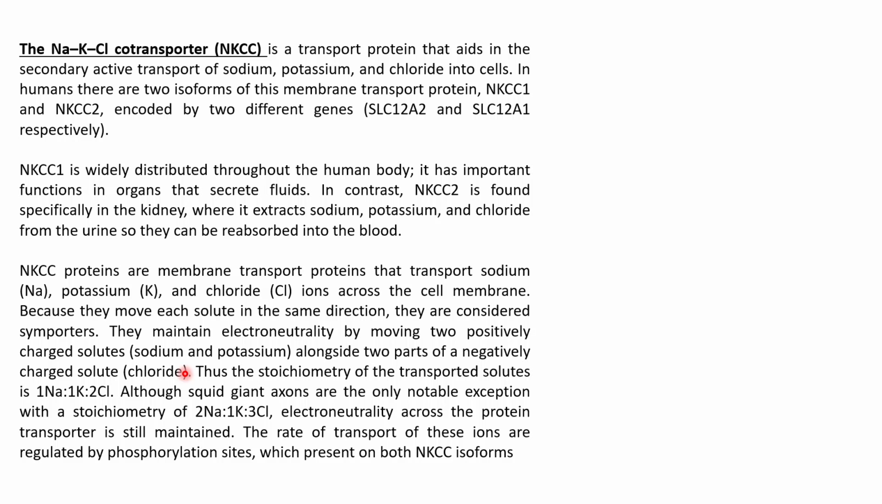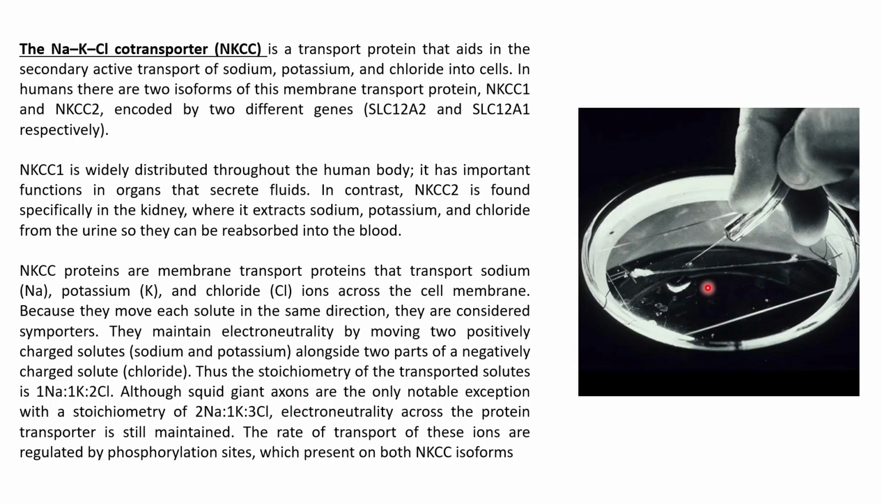Interestingly, this I just found in Wikipedia, which is the giant squid axons. And if you want to know what they look like, this is kind of gross. But this is a giant squid axon. It's literally so huge. It's like as long as like half your finger or something. So these are an exception, interestingly, where apparently you have two sodiums, one potassium. So the electroneutrality is still maintained here, but just the stoichiometry is different. So you have two sodiums and one potassium and three chlorides instead of one, one, two.